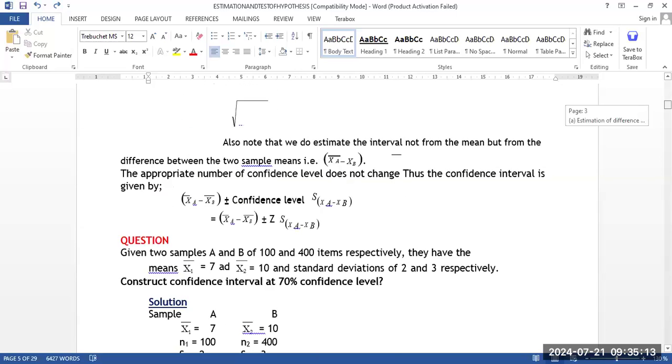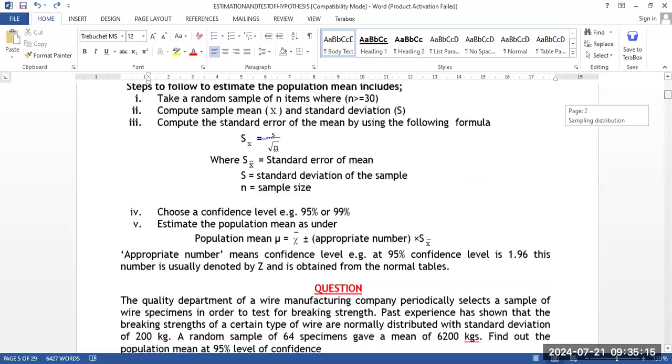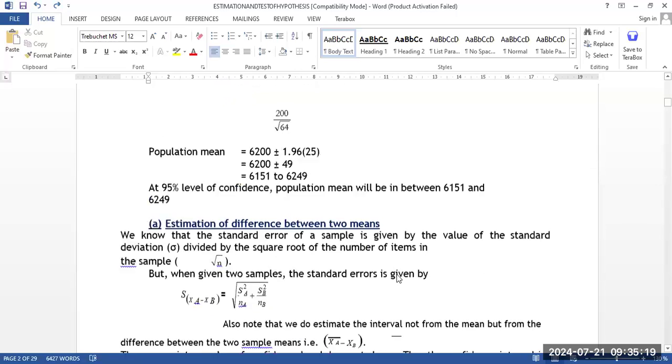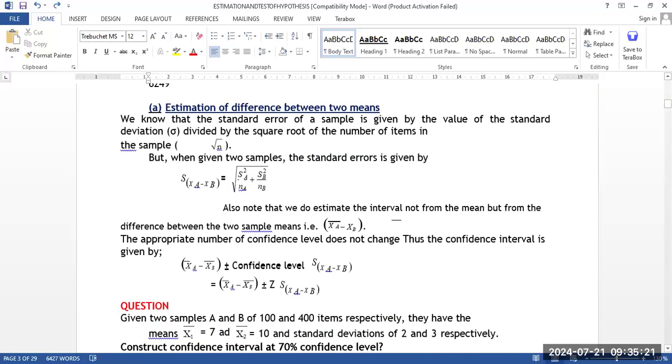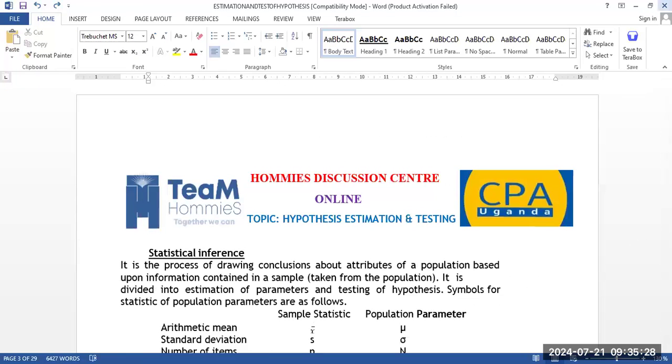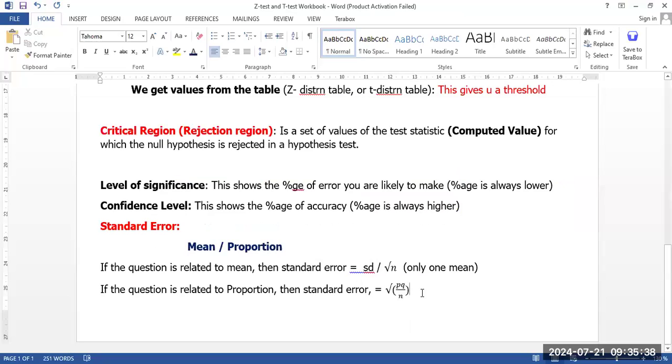You'll also find that you're dealing with two means, and we will see how to handle that. I don't just follow the handout the way it is, given that this is revision.